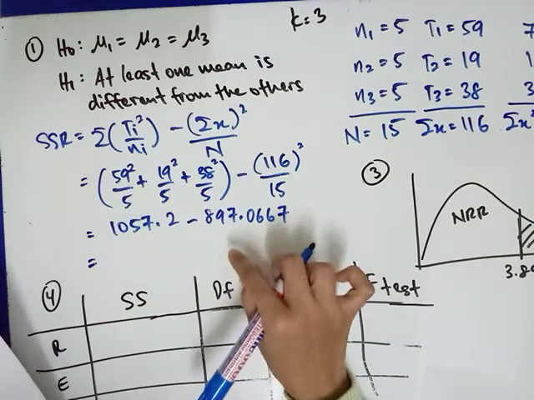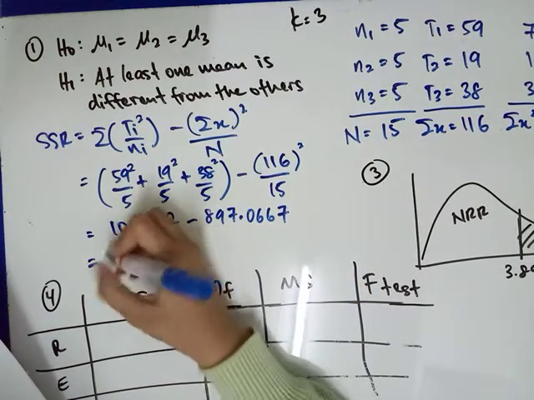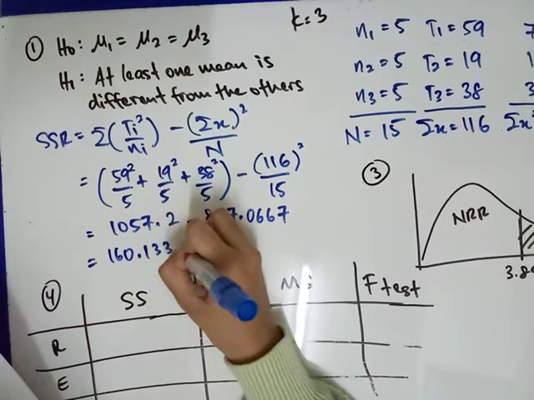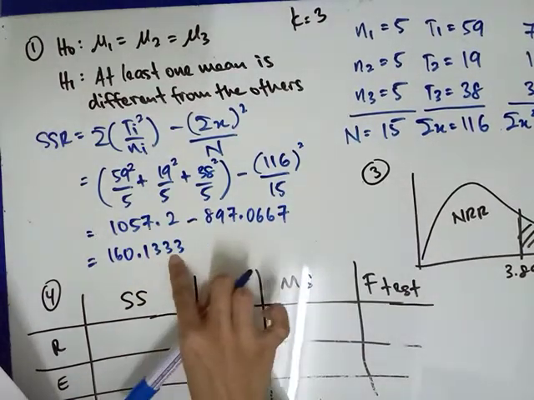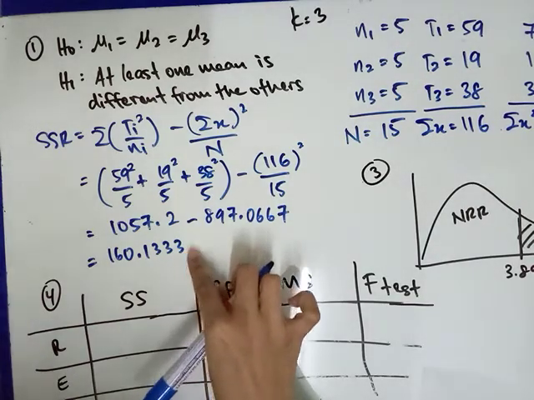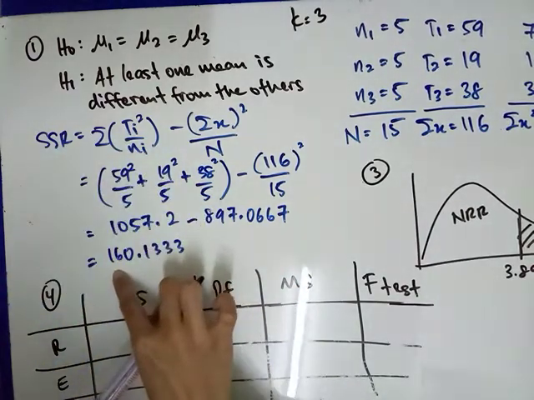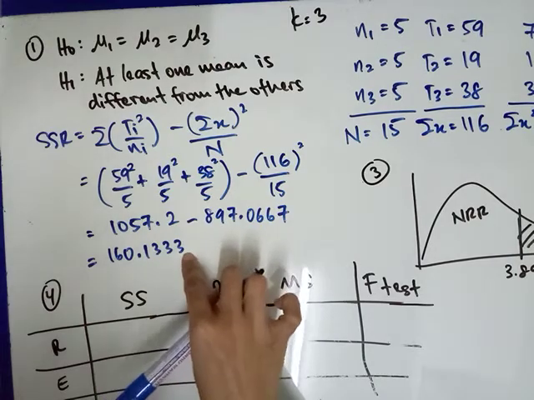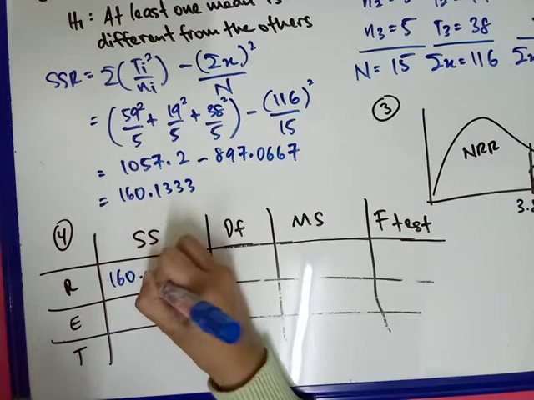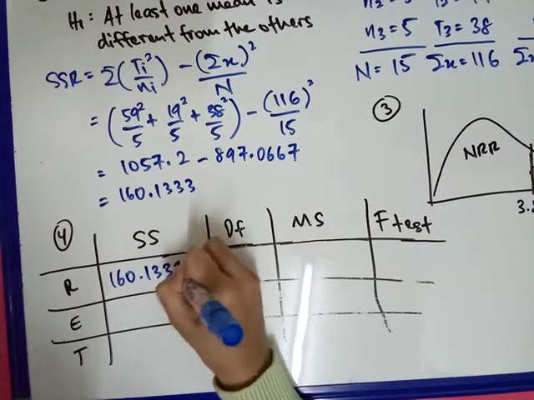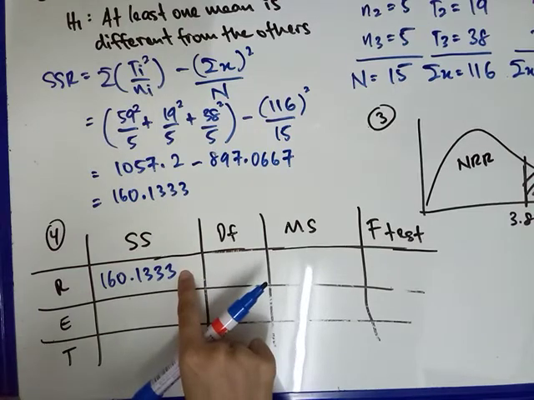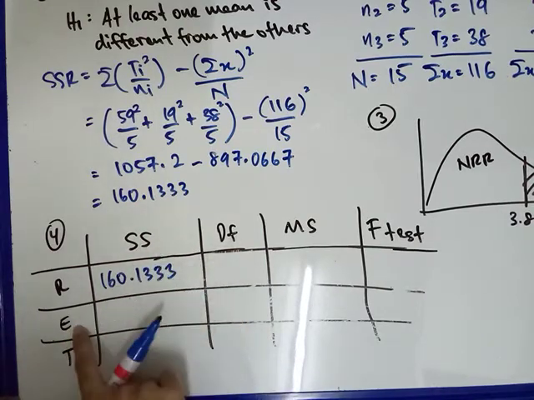And then, you need to total up. You will get 160.1333. Okay, take 4 decimal places. So, this is for SSR, 160.1333. So, masukkan dalam table, for SSR value.